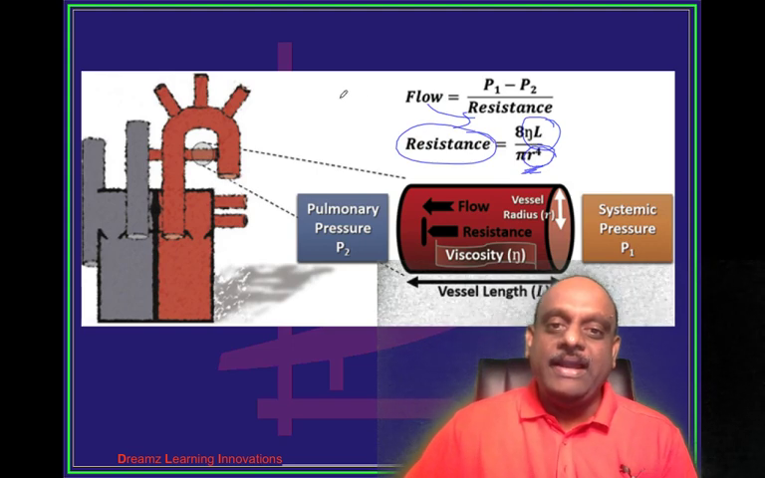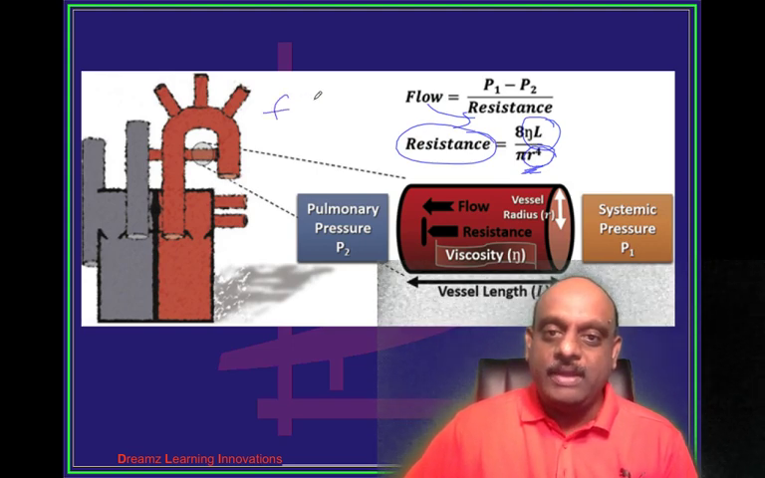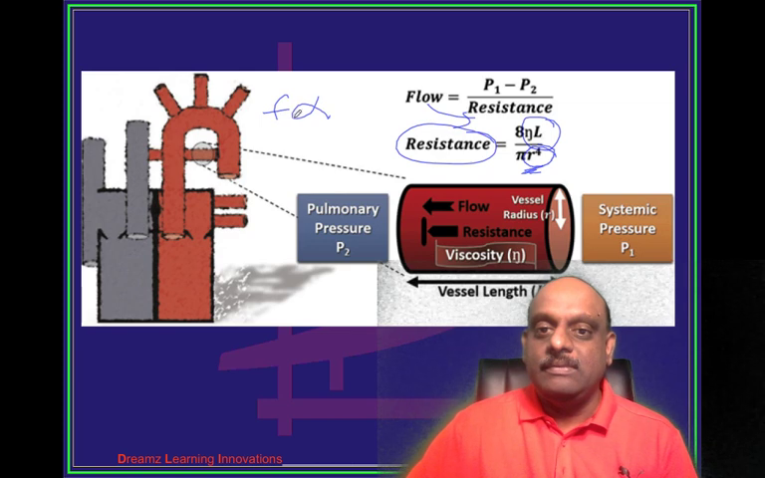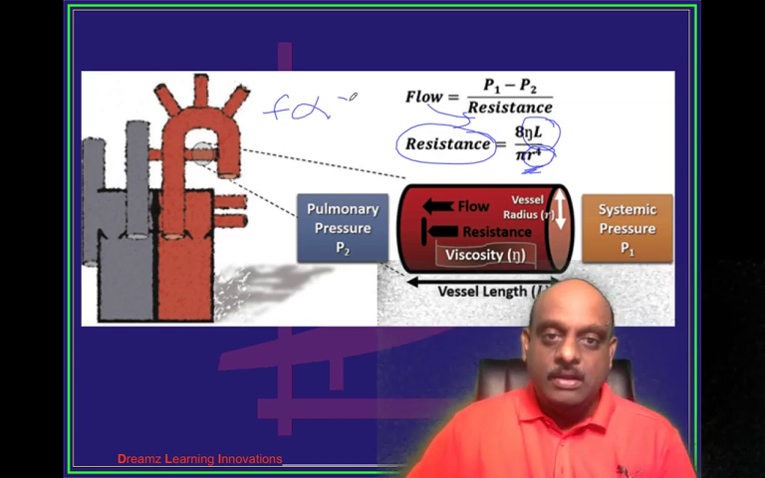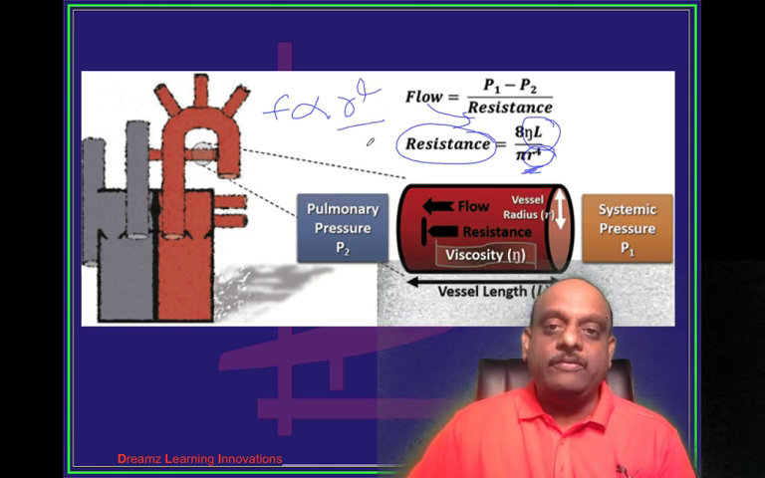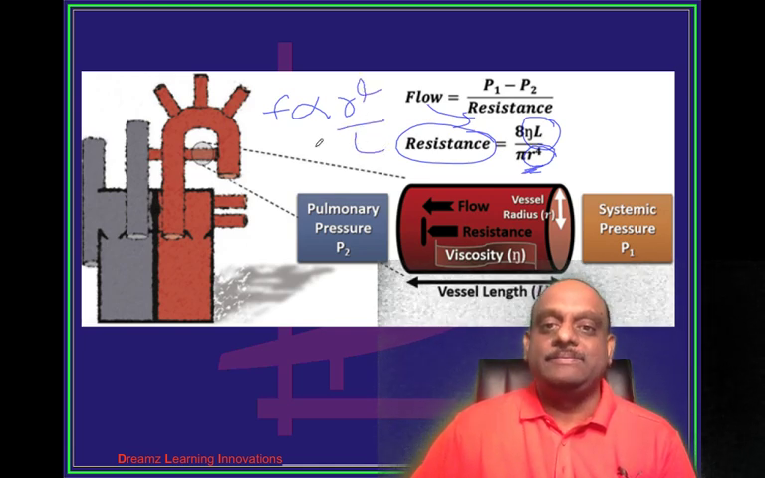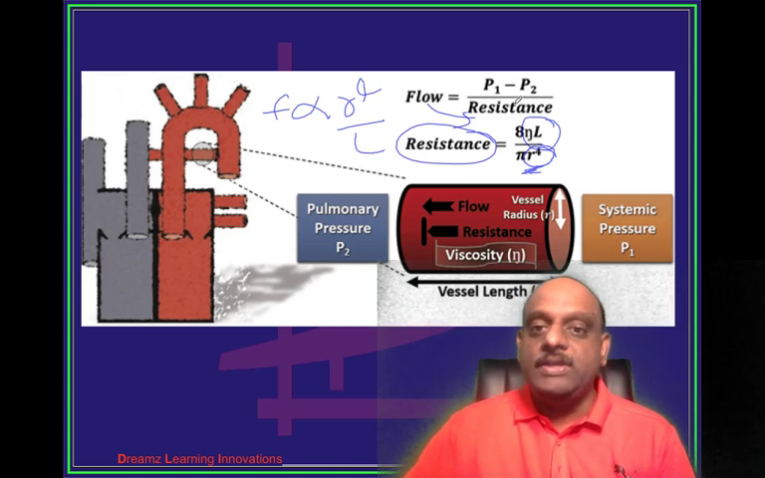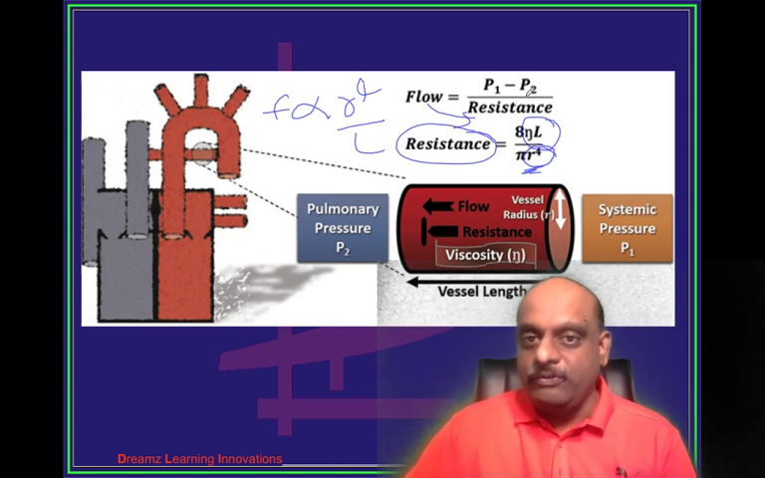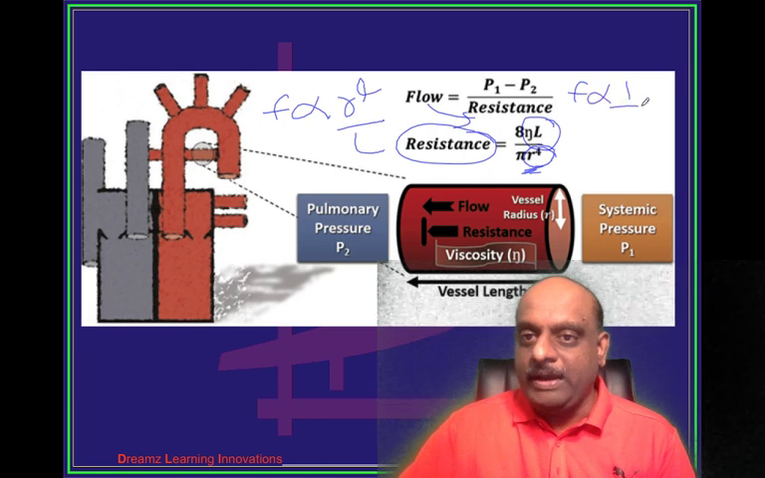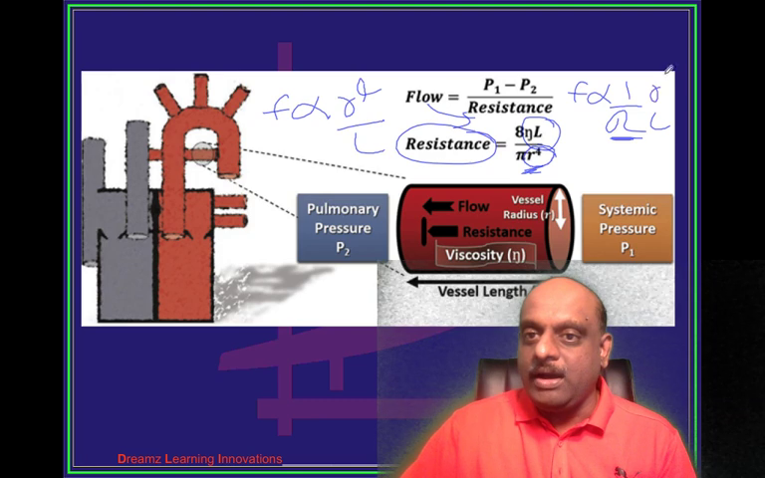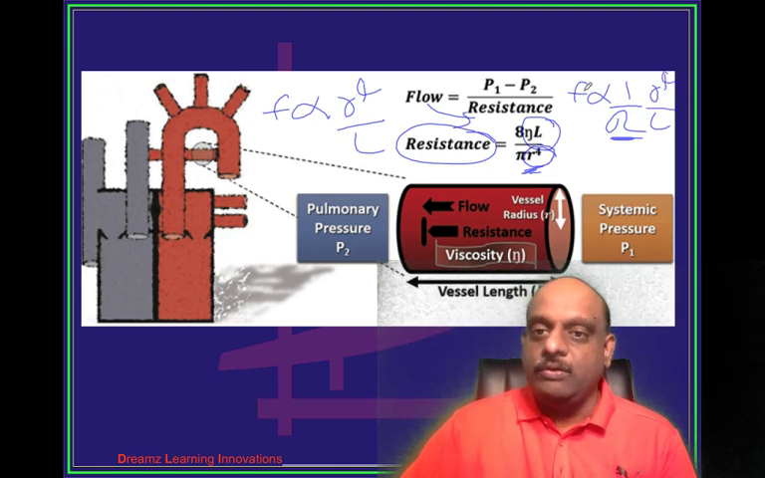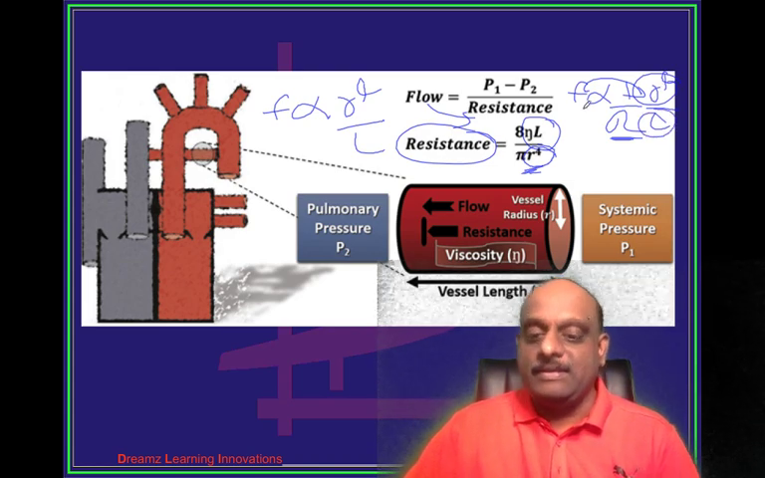So automatically flow is typically proportional to the fourth power of the radius divided by L. क्यों? Flow is proportional to 1 by R, but R is L by R to the power of 4. So flow is proportional to R to the power of 4 by length.